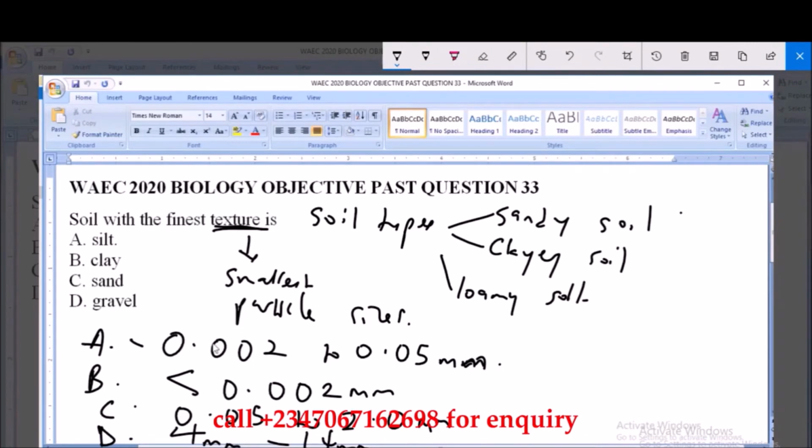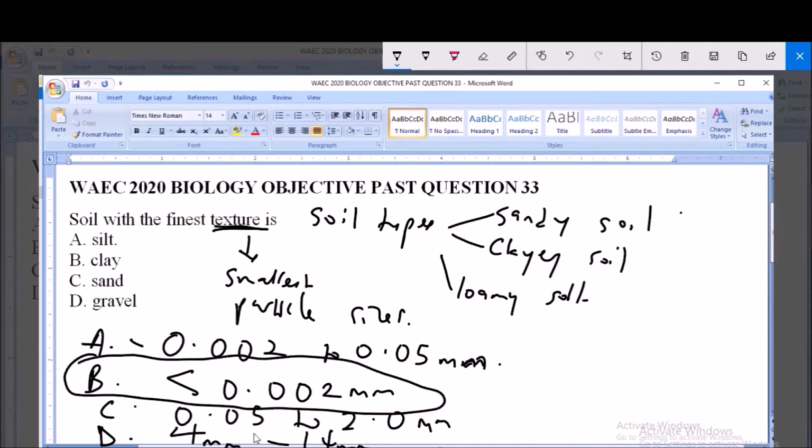So from this we see that option B, which is clay, has the smallest particle size of below 0.002 millimeter, and this means that it has the finest texture. So option B, clay, is the soil with the finest texture.